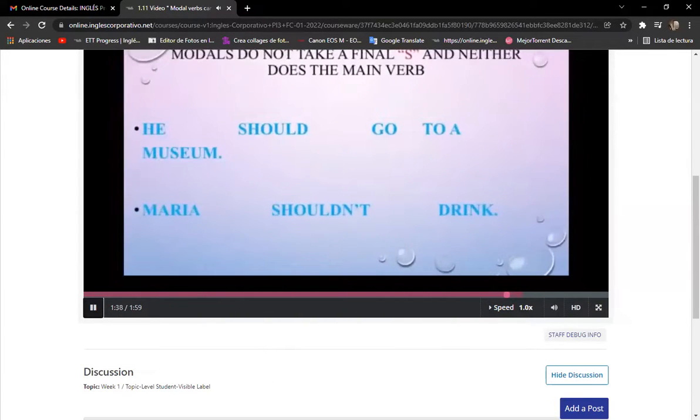It is important to notice that modals do not take a final S and neither does the main verb. He should go to a museum. Maria shouldn't drink. Did you notice? There's no change on should and neither on the main verb go.